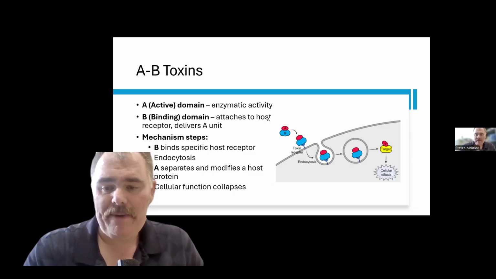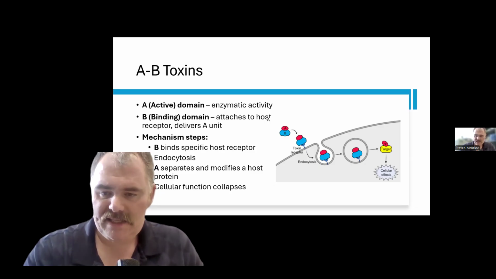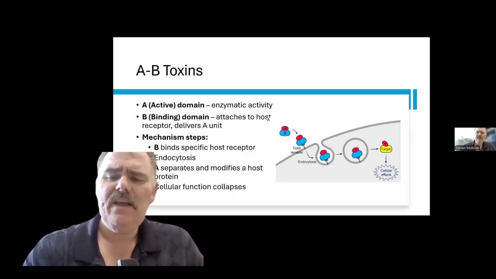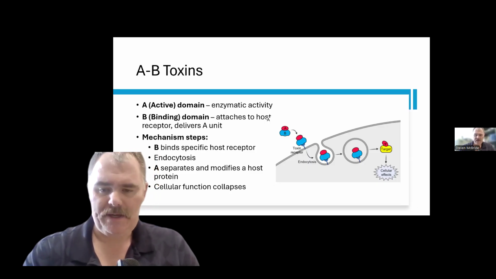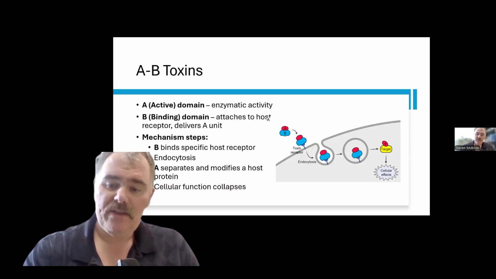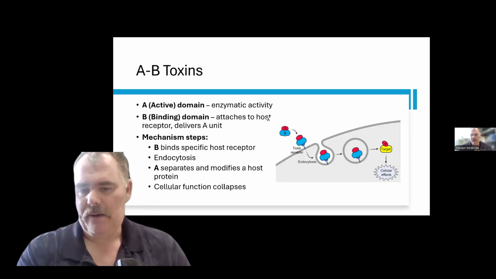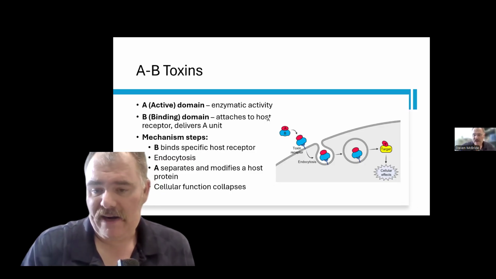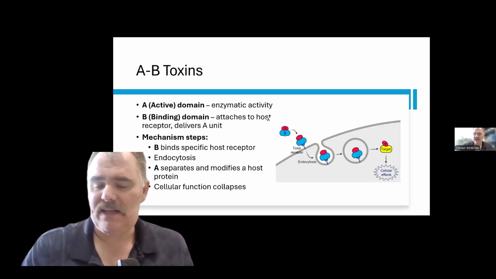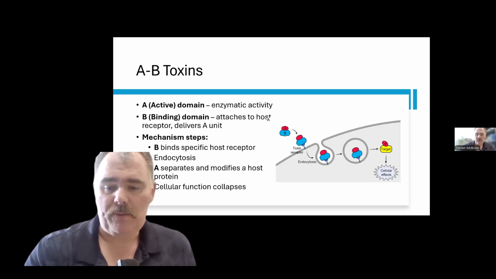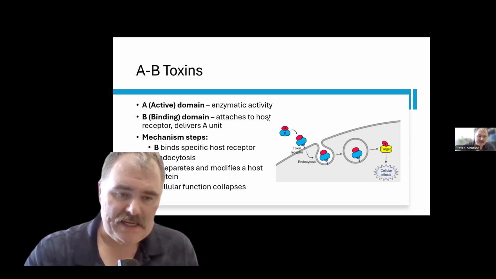Although individual AB toxins target different cellular processes, they generally follow the same sequence. First, the B subunit binds a host receptor. Second, the toxin enters the cell through endocytosis. Third, the A subunit gains access to the cytoplasm, usually after being cleaved. Finally, the A subunit modifies some host protein, and the result is disruption of normal cellular function and ultimately disease.